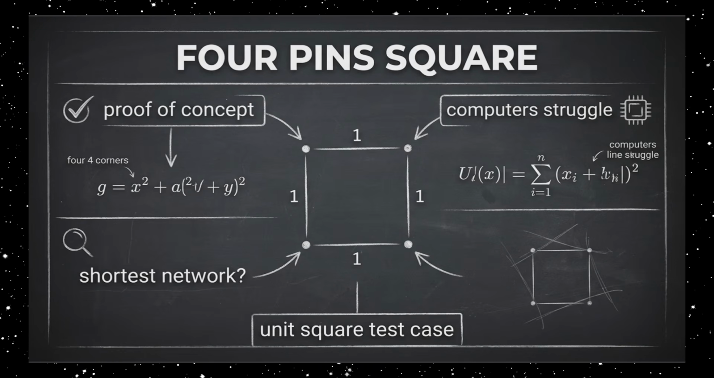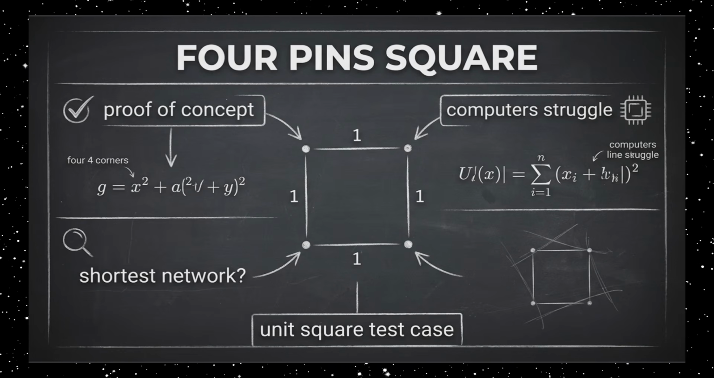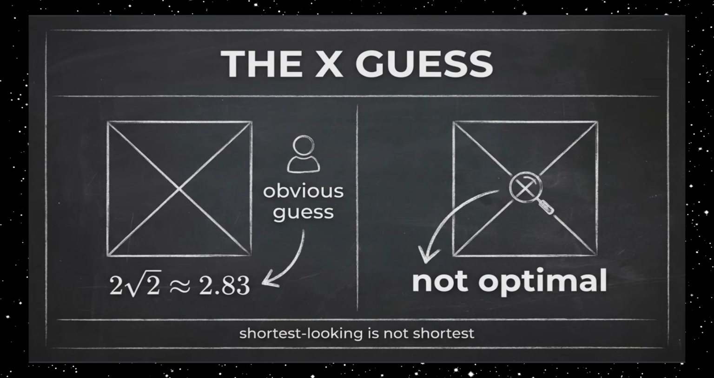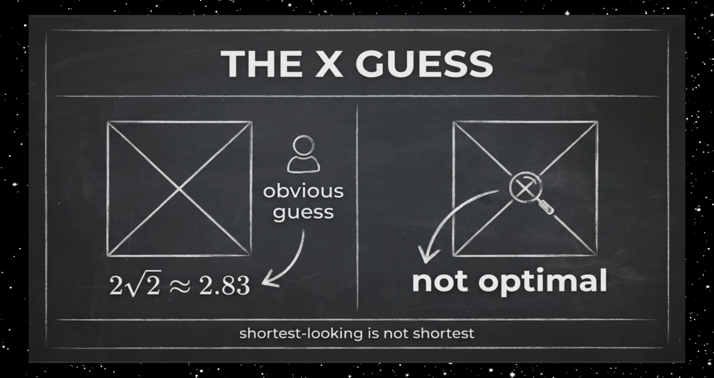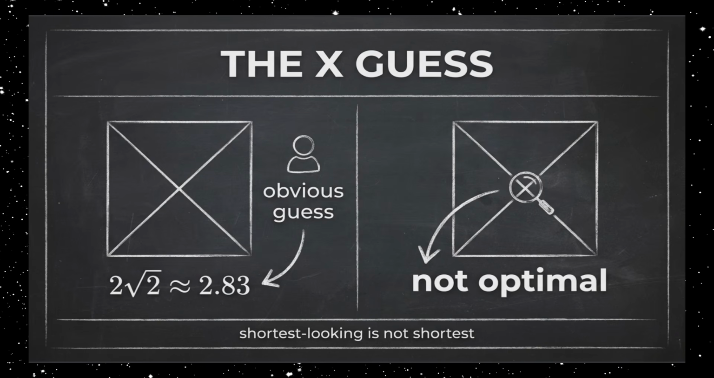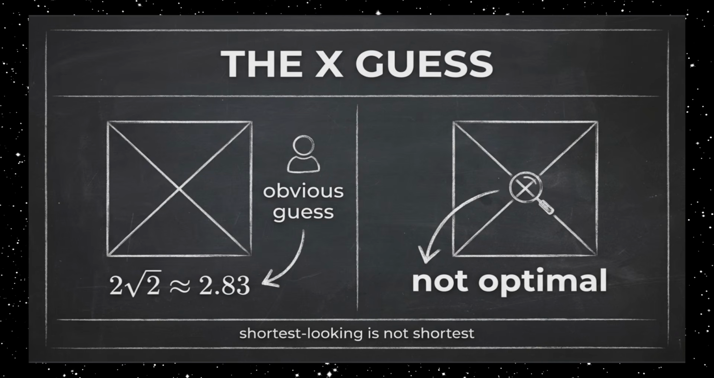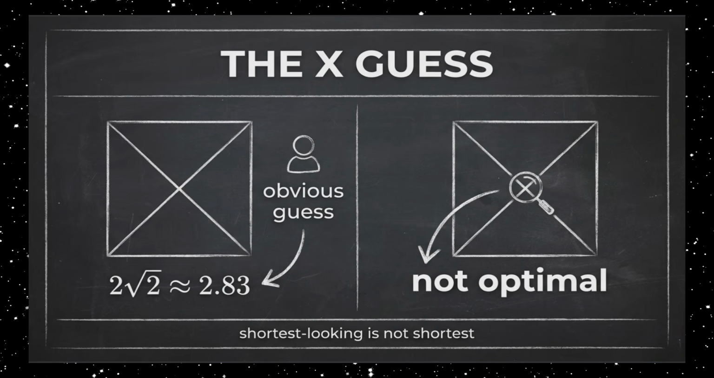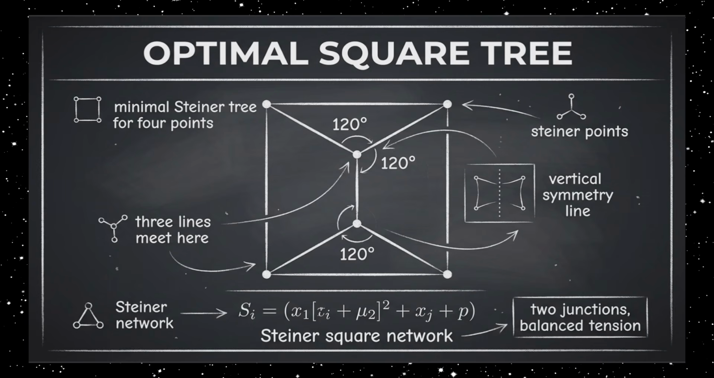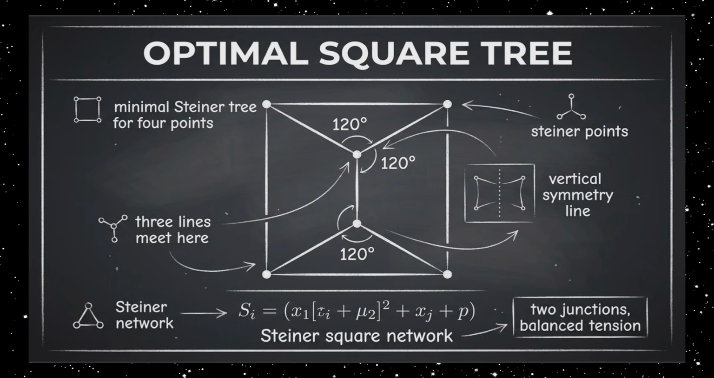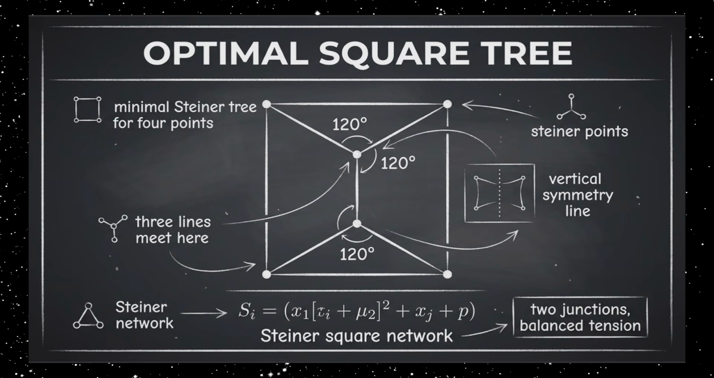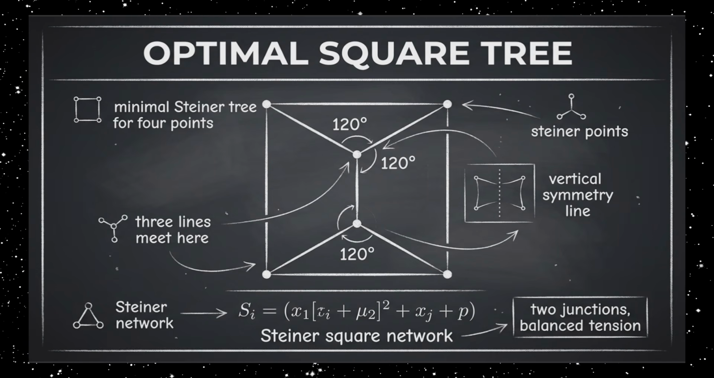Let me give you one concrete example that really brings this home. Take 4 pins at the corners of a square, with the side length being 1 unit. What's the shortest network connecting all 4? The obvious guess is the X, 2 diagonals crossing at the center. Total length 2 times the square root of 2, about 2.83 units. But that's not optimal. The optimal Steiner tree for a square has 2 Steiner points, positioned on the vertical center line, each connected to the 2 nearest corners and to each other by a short horizontal segment. 3 lines meet at each Steiner point, all at 120 degrees.